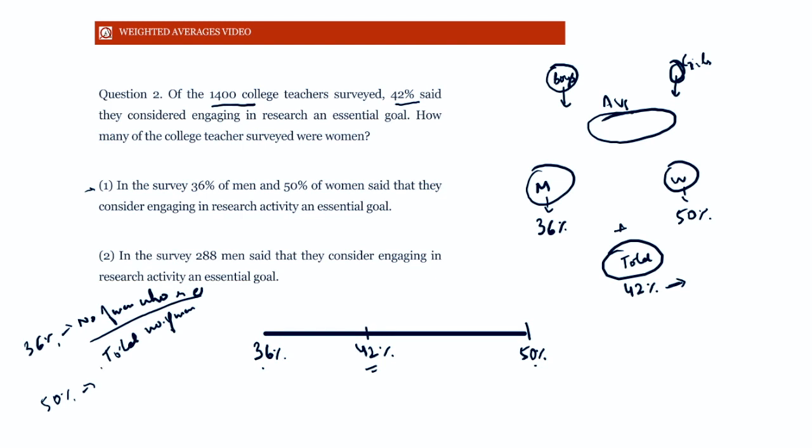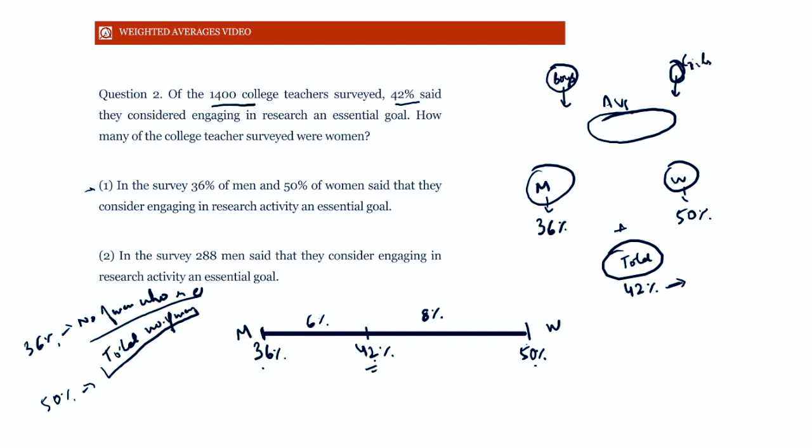So what are my weights? The total number of men and the total number of women, they are my weights over here. All right. What are the weights? Look at this. We see over here that the distance between 36% and 42% is 6%, and the distance between 42 and 50% is 8%. So my average is closer to 36%, that is closer to the men than to the women.